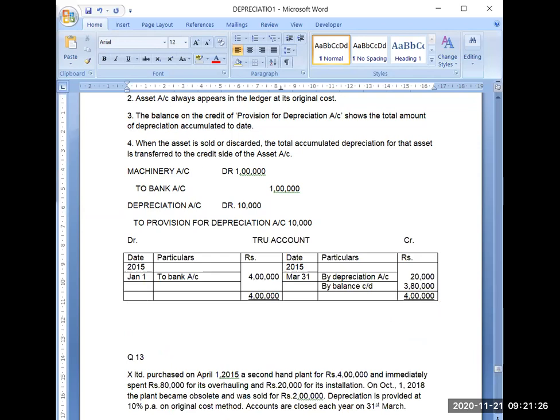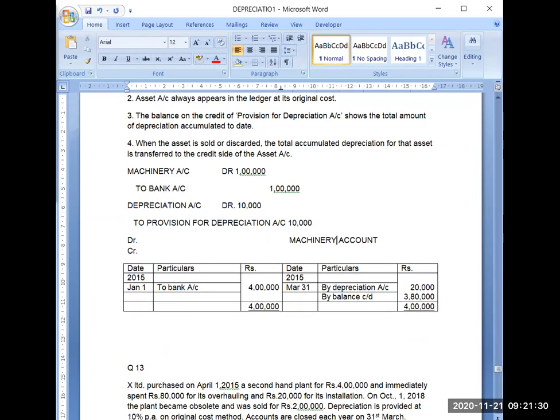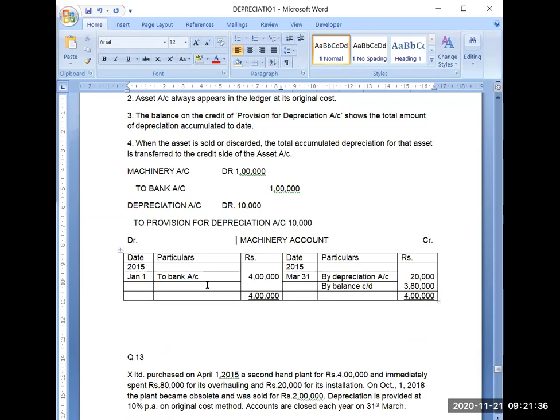Let's see, suppose it is machinery account. The point is that we have to be logical. We have to see the things properly. It is saying machinery account debit to bank account, and the amount is 1 lakh. Now the second entry is saying depreciation account debit to provision for depreciation account.